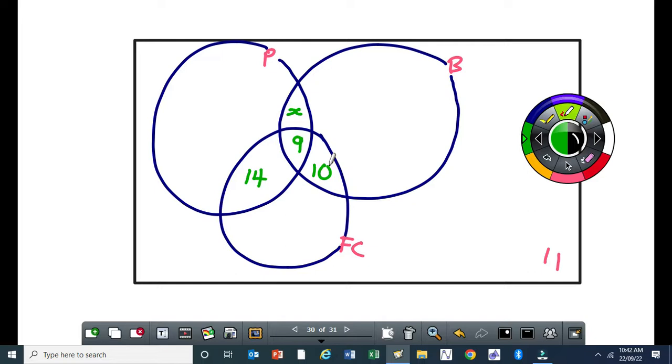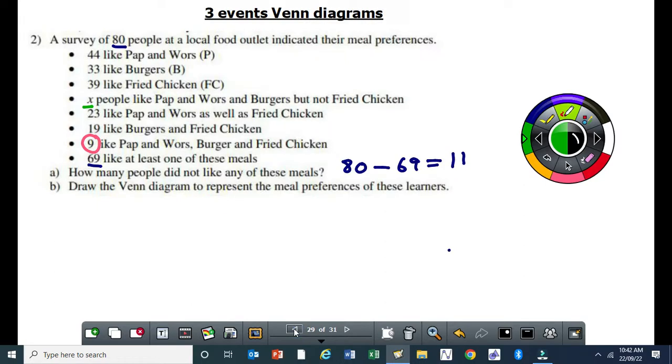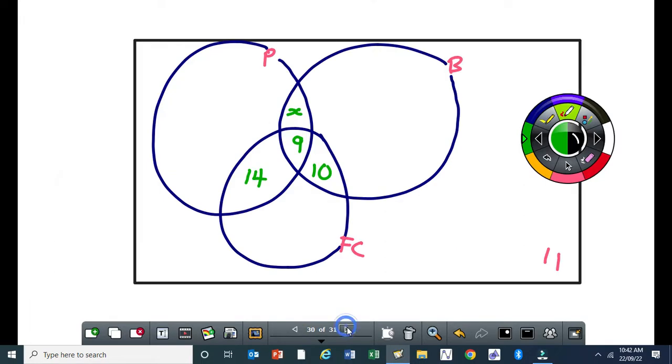Let's start with pap and boss only. Now the total is 44. So if I want to find those who eat pap and boss only, 44 minus 14 minus 9 minus x. So 14 plus 9 gives me 23. So 44 minus 23 will give me 21. So that will be 21 minus x. Are you following? So 21 minus x, they only eat pap and boss. So we'll put those 21 minus x there.